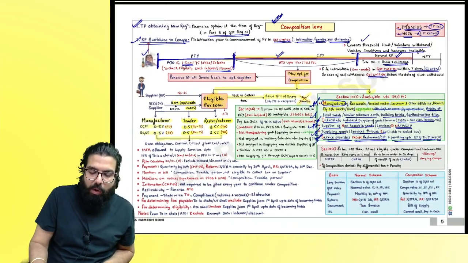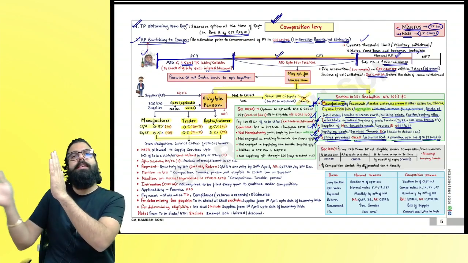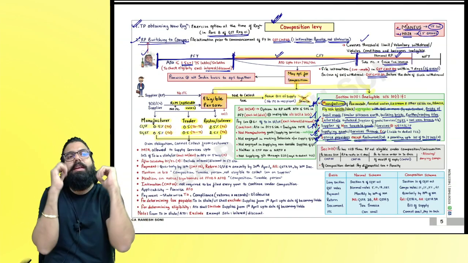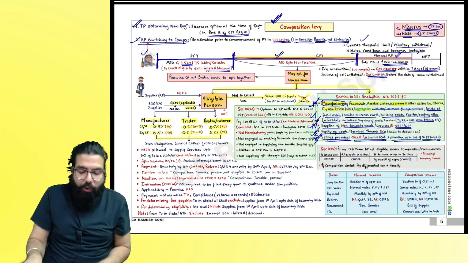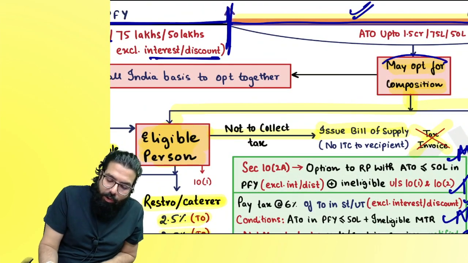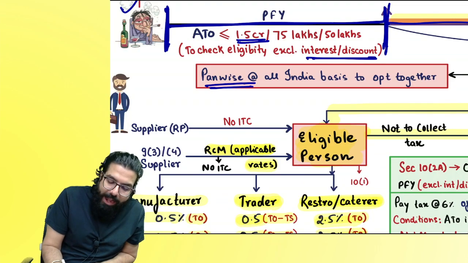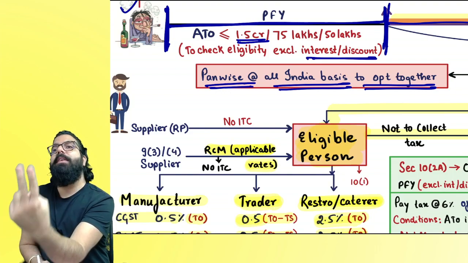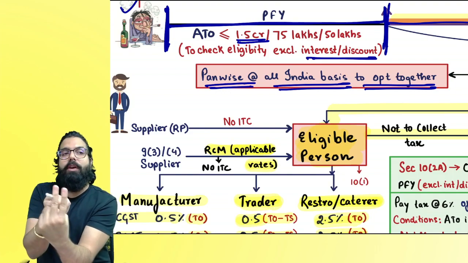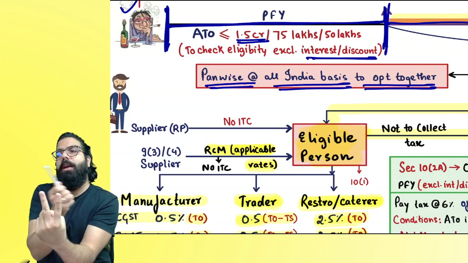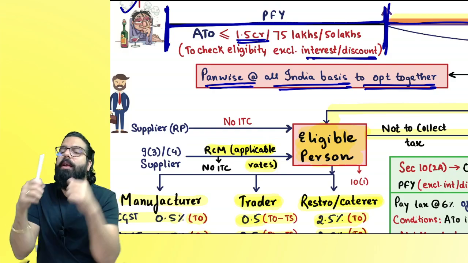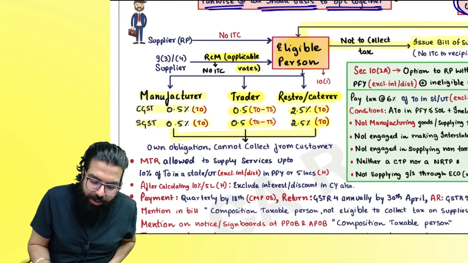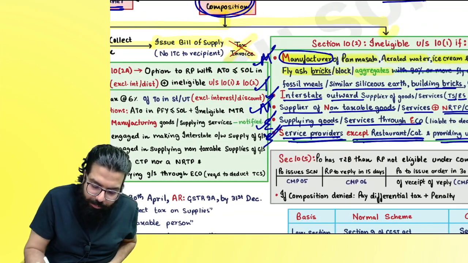So what did I tell you till now? I told, if your turnover in the last year is up to 75 lakh or 1.5 crore excluding interest or discount, then in the current financial year, you will be eligible for composition. If you are a person who is eligible, then sir, you can opt for composition, but it has to be opted PAN wise, all India basis together. I have two registrations under my PAN. Both have to come inside composition together, or can I do one composition and one non-composition? Not possible. Both have to come under composition together, and if they want to go out, both have to go out together.